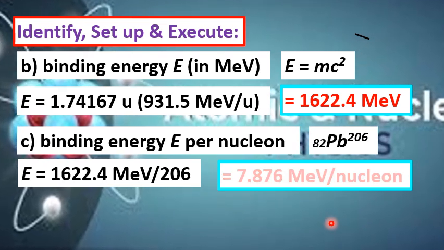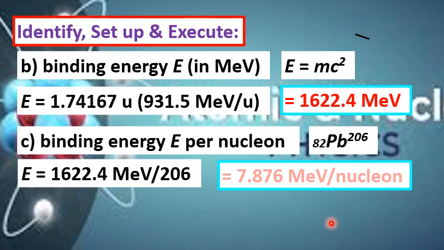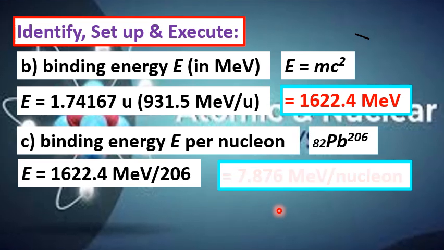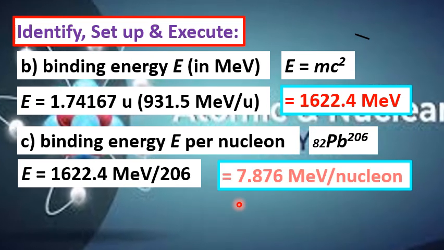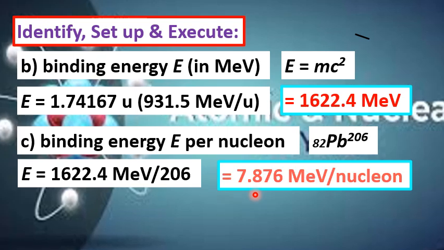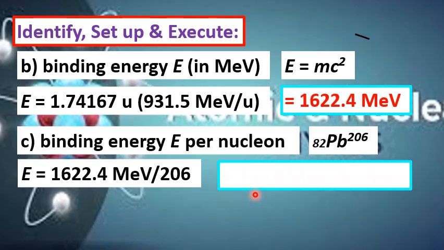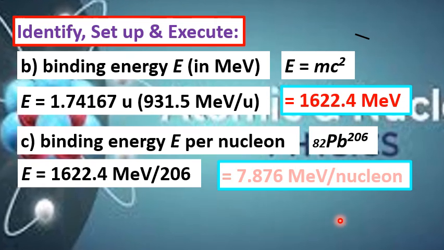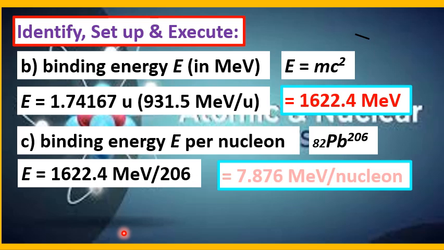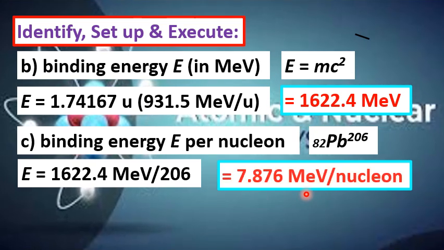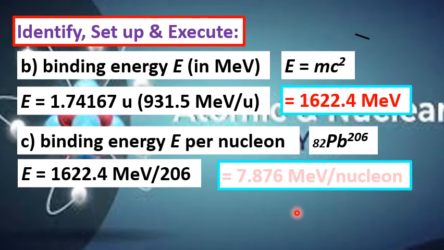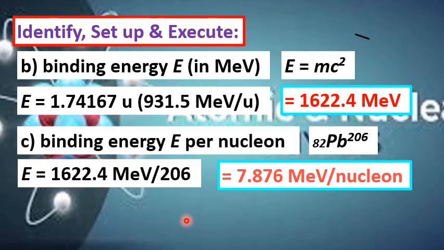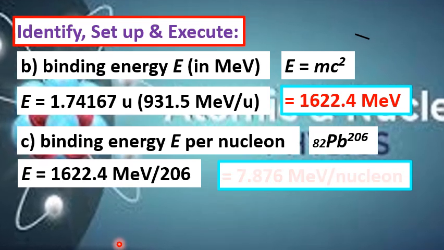So, this value is a relatively high value for binding energy. And this agrees with the fact that lead 206 is a stable isotope of lead, right? The higher the binding energy of an isotope, the more stable the isotope is. So that's it. We are done.